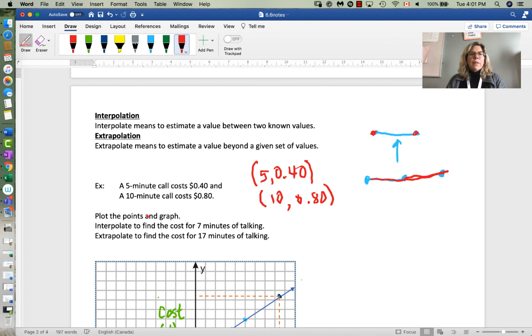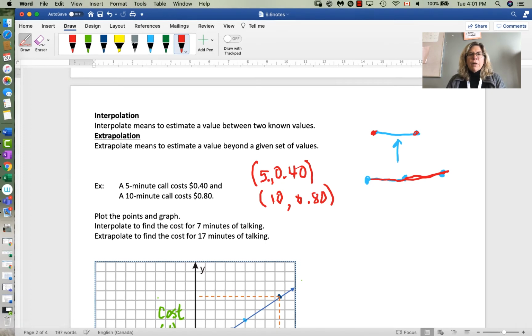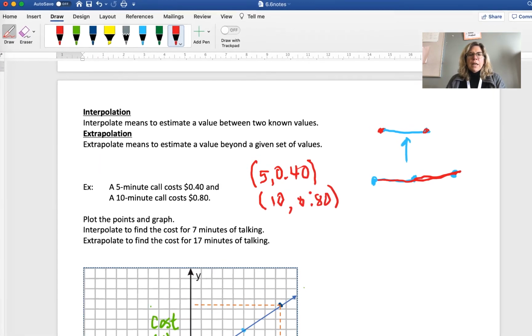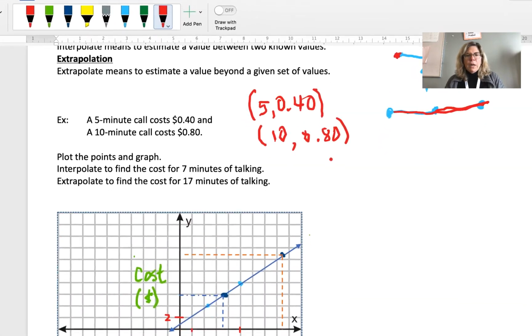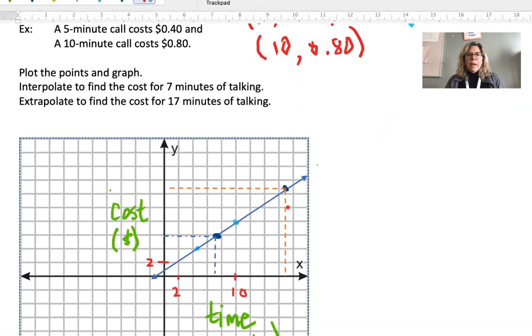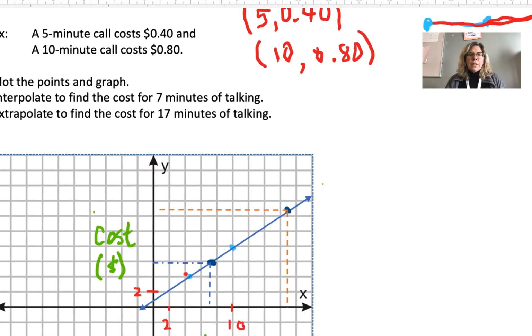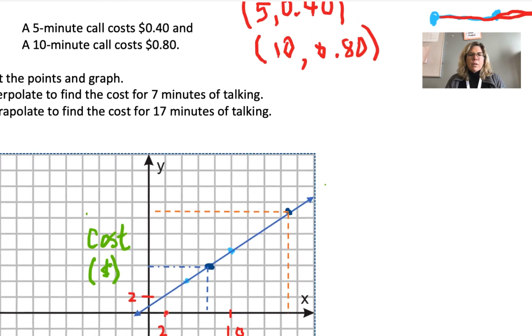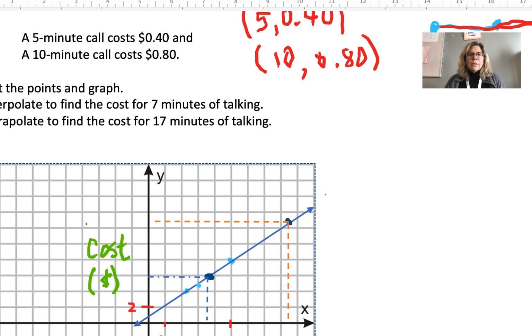So then it says plot the points and graph. So you have 5 and 40 cents and 10 and 80 cents. If you look at the picture here, I did 2, 4, 5. 5 and 40 cents is right there, and so that point is right there. And then 10 and 80 cents, well, that is right there.